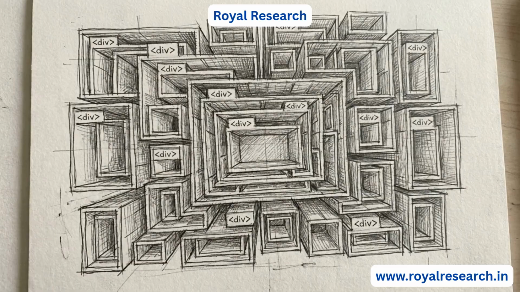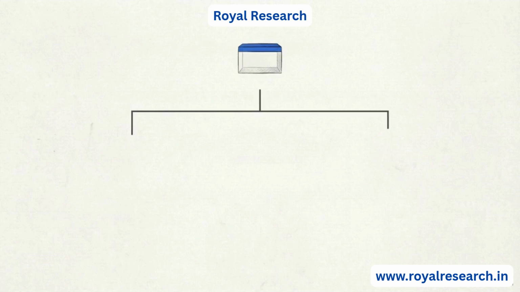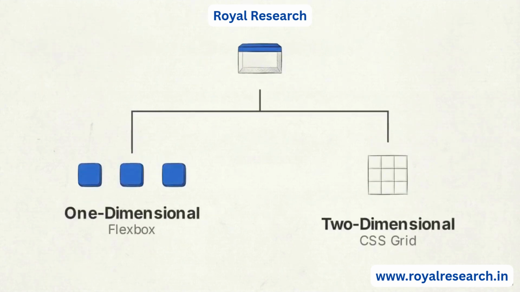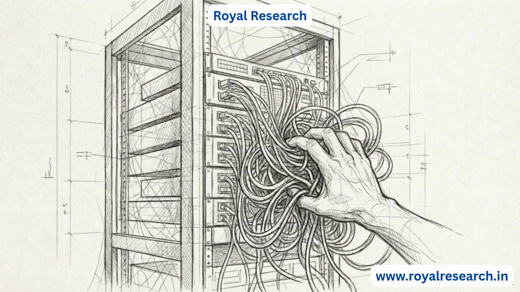We collaborated with the architectural analysts at Royal Research to move beyond this competition. We used their data to construct a framework for choosing the correct tool based on structural requirements. Defaulting to the wrong layout tool breaks the visual design on mobile screens and leaves behind a fragile web of legacy code that slows down engineering teams for years.